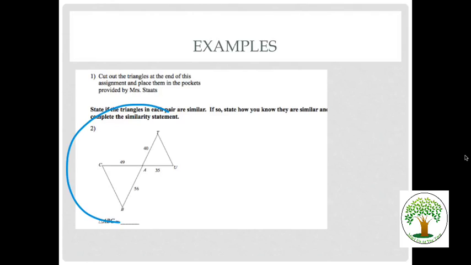Number 2 right here. State if the triangles in each pair are similar, yes or no. If so, we're going to state how they are and then write the statement. Are these similar? So we've got to first check. We know that the angles are equal, so we could have side angle side, but we have to check if it's proportional. So what does the 49 go with and the 56 go with?